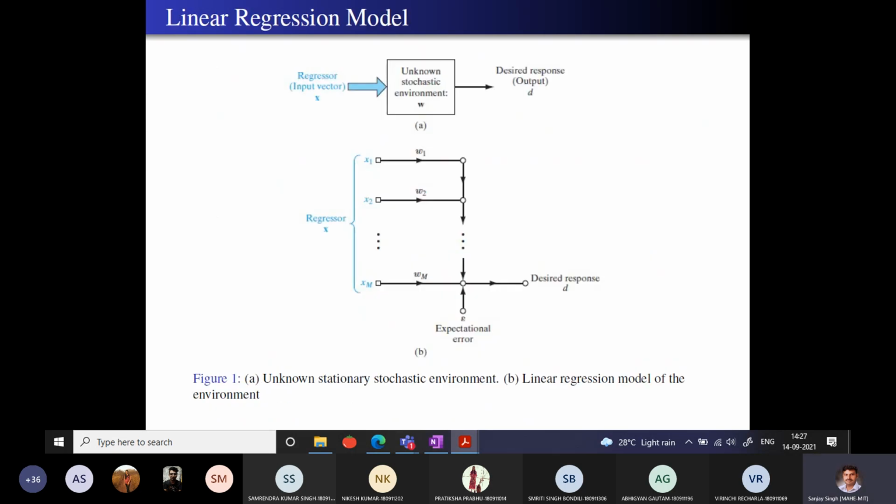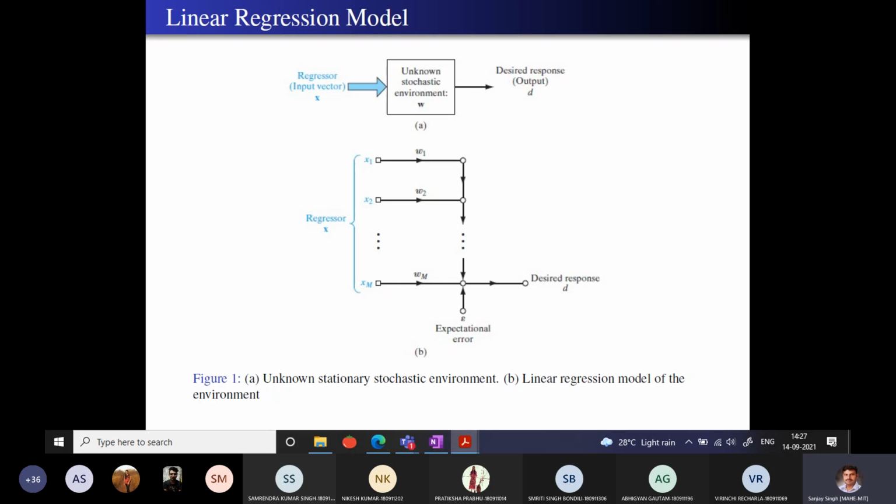So this is a very abstract view of a linear regression. You have the input vector, and you have the desired output or the response, which you denote by D. And there is a system in between, which is a black box, and I don't know what it is. That's why I'm saying unknown stochastic environment, where some sort of function is working. Only thing is we don't know what it is.